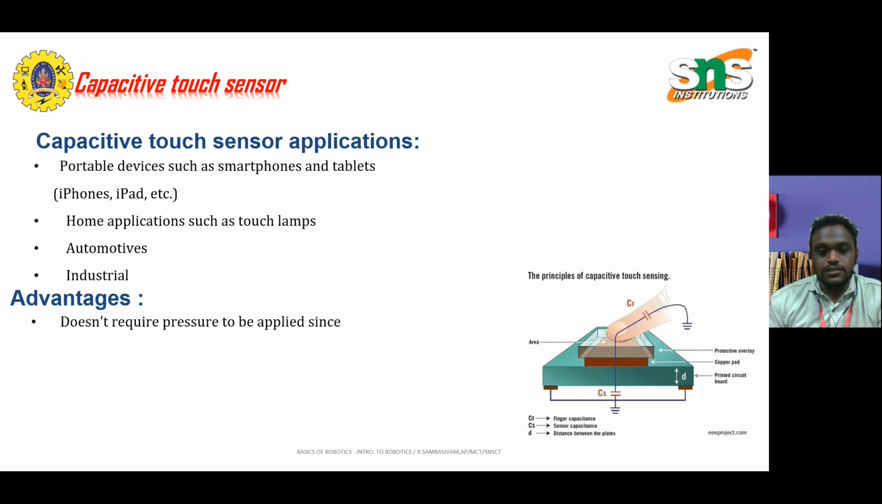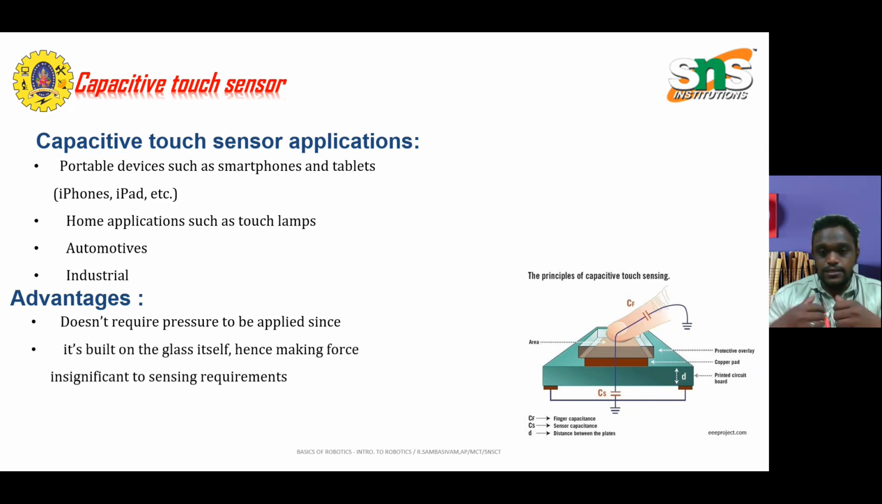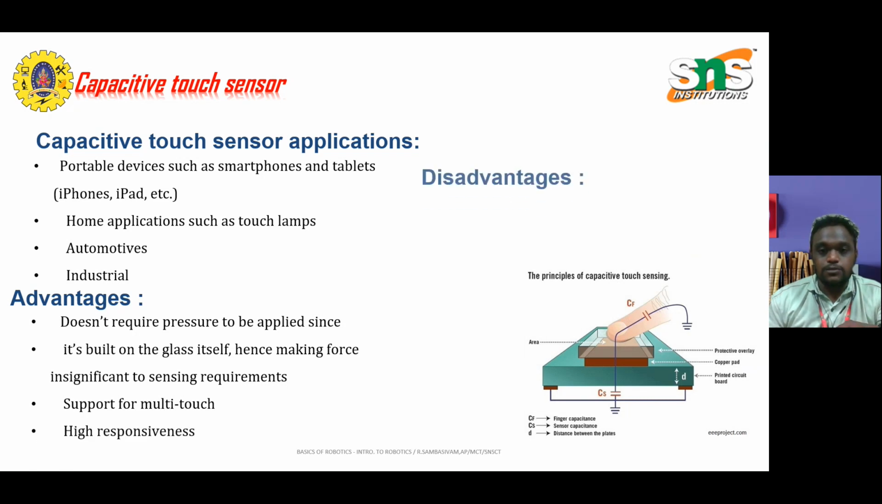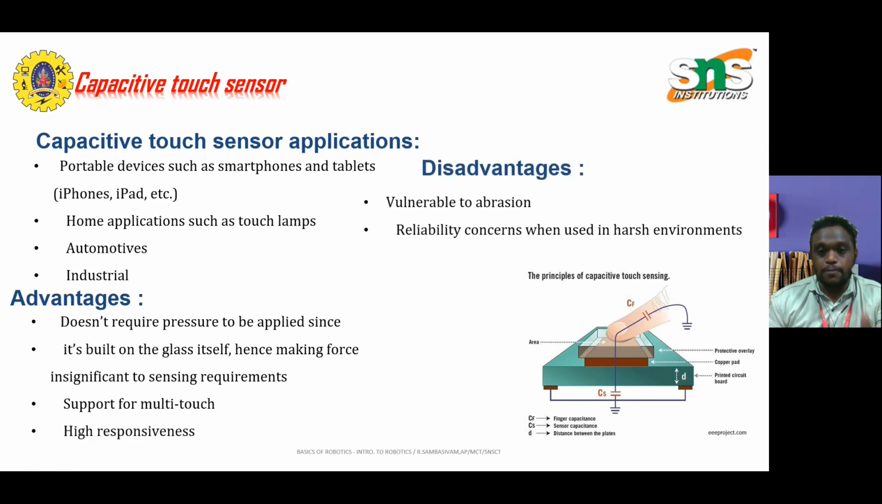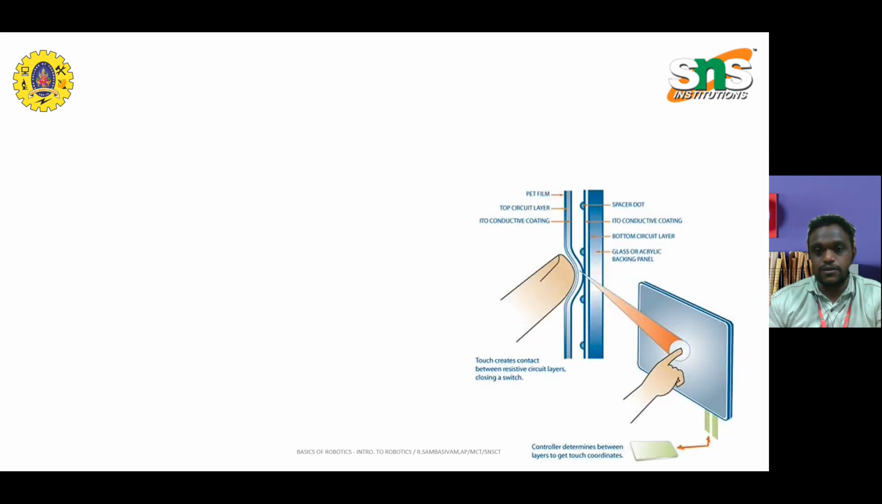So the advantages: it does not require pressure to be applied. It has low voltage, and it is built on glass itself, making for significant sensor requirements, and it supports multi-touch and is highly responsive. The major disadvantages are abrasion and reliability when compared with harsh environments, and it does not work with gloves or stylus, which causes corrosion and abrasion.